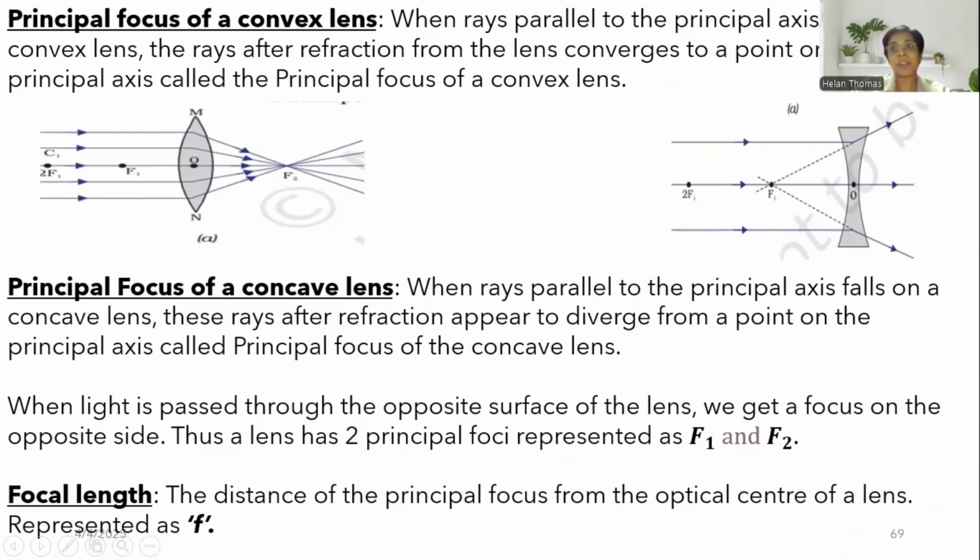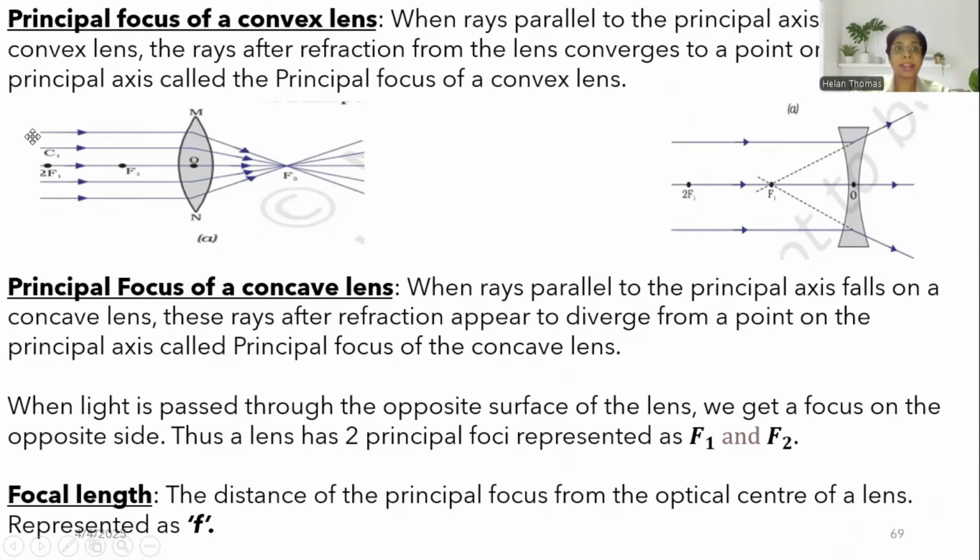But in this case, if the light is passing from the left and right hand side, then the focus will also be on the same side, that is on the right hand side. So thus a lens will have two principal foci, that is F1 and F2, right? These are the two focal points of a lens. We get two foci in the case of a lens.